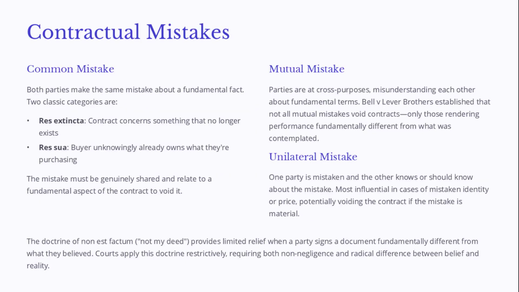Both parties may make the same mistake about a fundamental fact, known as a common mistake. Two classic categories are res extincta, where the contract concerns something that no longer exists, and res sua, where the buyer unknowingly already owns what they're purchasing. Mutual mistakes occur when parties are at cross purposes, misunderstanding each other about fundamental terms. Unilateral mistakes arise when one party is mistaken and the other knows or should know about the mistake. Most influential in cases of mistaken identity or price, potentially voiding the contract if the mistake is material.